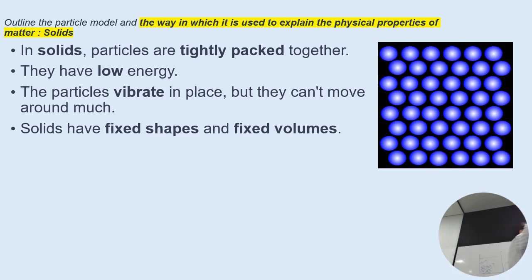Solids have a fixed shape. What does the word fixed mean? No, it doesn't change. So solids have a fixed shape. It does not change its shape. And they have a fixed volume.